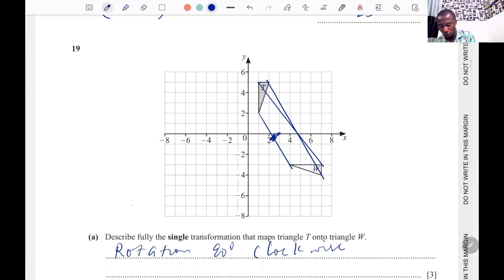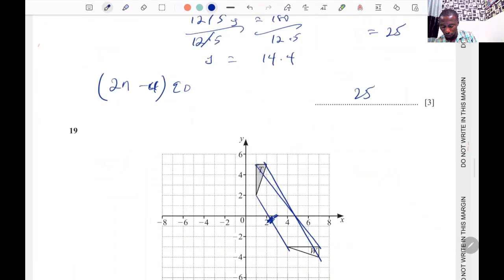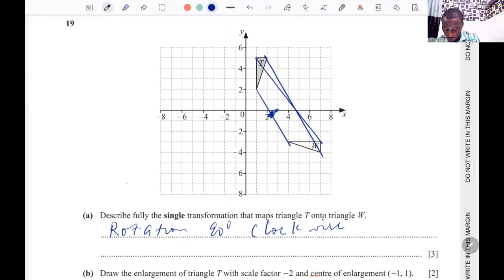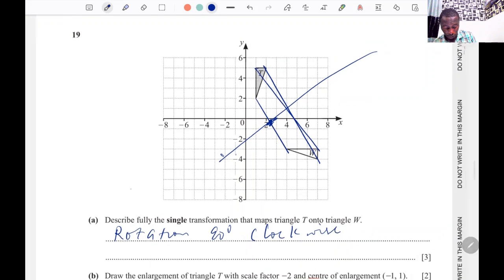When you do that, you can now join it with this. Don't join it like that. So that will give you the point of rotation, right? So let me show you how it works.